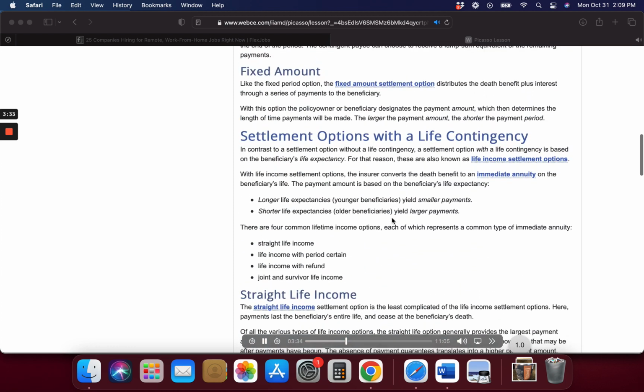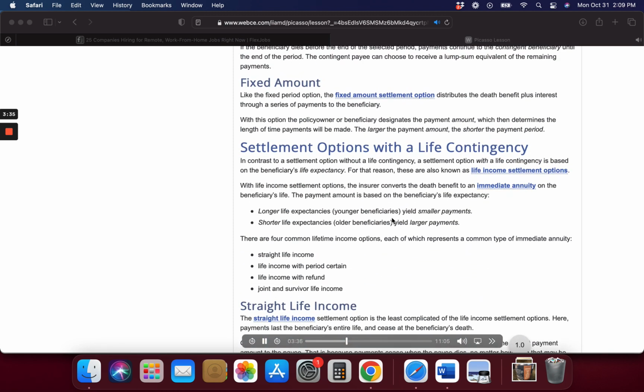Fixed amount. Like the fixed period option, the fixed amount settlement option distributes the death benefit plus interest through a series of payments to the beneficiary. With this option, the policy owner or beneficiary designates the payment amount, which then determines the length of time payments will be made. The larger the payment amount, the shorter the payment period.